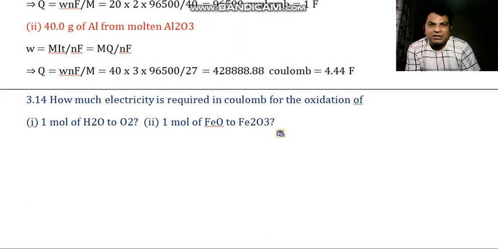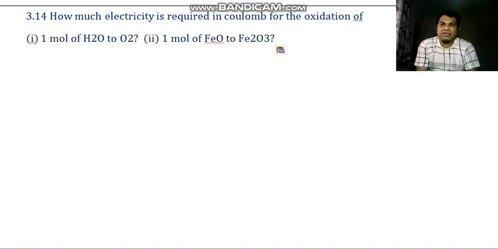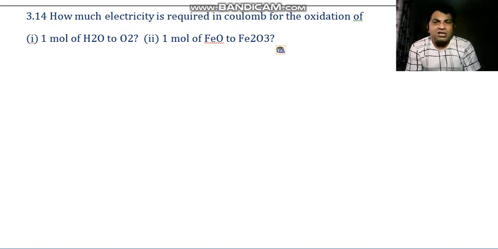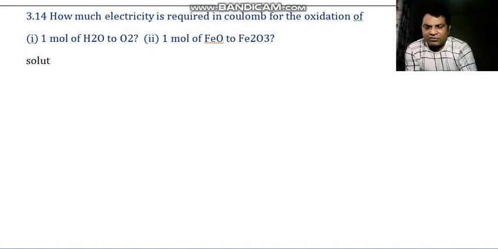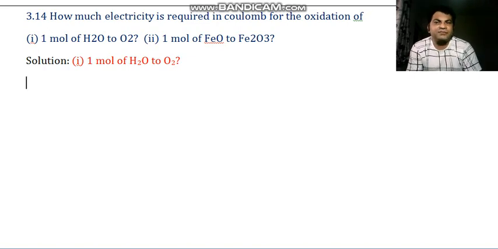And see, this question is like this. Okay, how much electricity is required in coulomb for the oxidation of 1 mole of H2O2 to convert to O2. So here also we are doing the solution, and in solution we are taking again the first question, and that first question is 1 mole of H2O2 to O2. So for that purpose first we are required to make the equation.